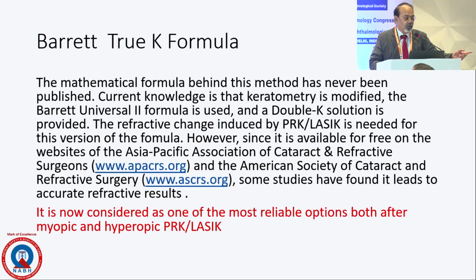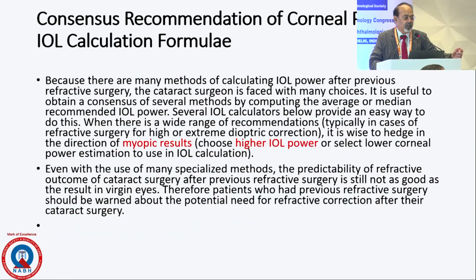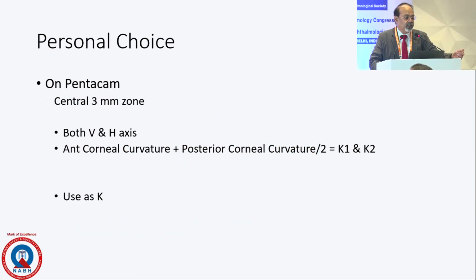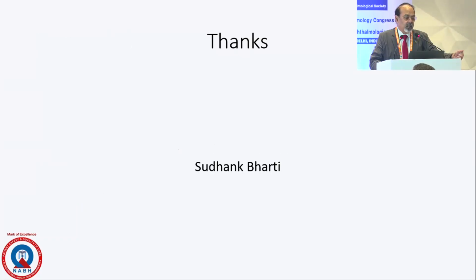So that is all. The Barrett True K is now considered one of the most reliable options for myopic and hyperopic PRK or LASIK, laser visual correction. My personal choice is Pentacam, 3 mm zone, both vertical and horizontal axis, and anterior curvature plus posterior corneal curvature divided by 2, as I use as K. Thank you very much.